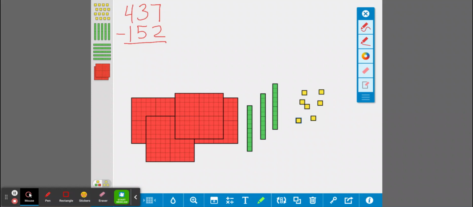Hi families, as we wrap up our unit on addition and subtraction, I thought I'd take a minute and show you our subtraction strategy, because I know it's probably different from the way that you and I learned it when we were in school.